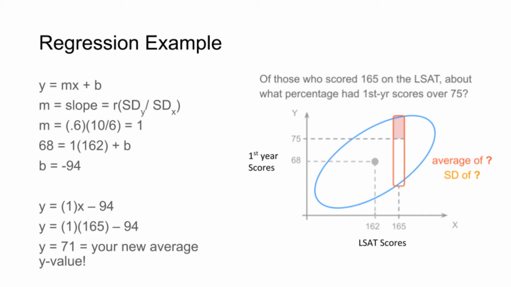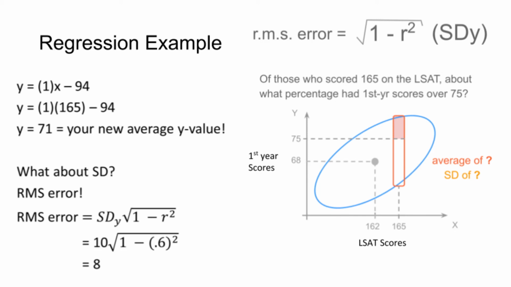So on the regression line, people with LSAT scores of 165 will have an average score of 71. But there's, of course, a spread of values that comes with that last statement. So what is the standard deviation of the new subset? Because it has its own average, 71, and its own distribution. So we need to figure out what's the new standard deviation of that subset. That's actually the RMS error.